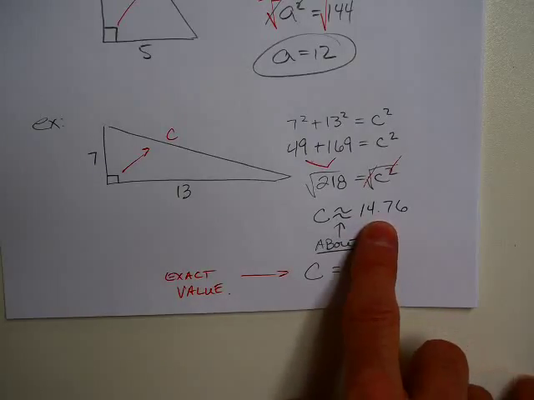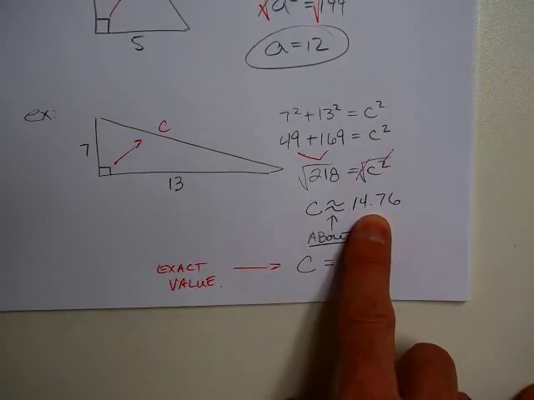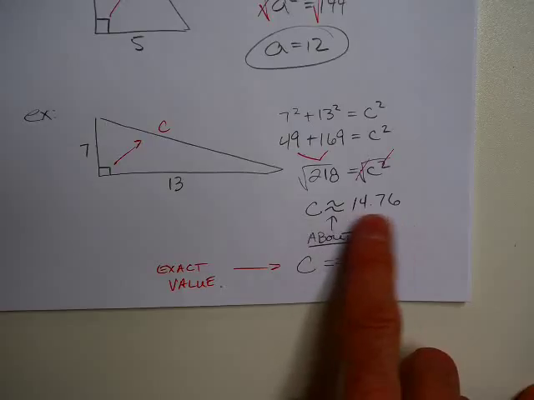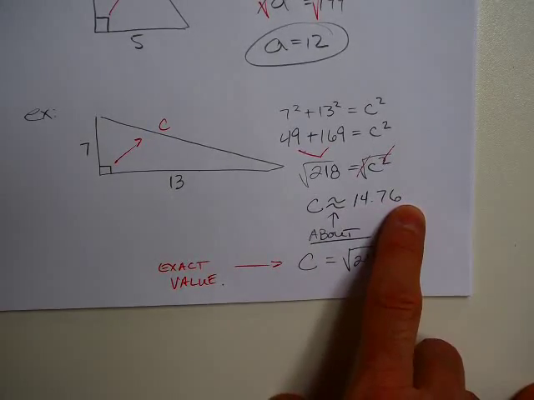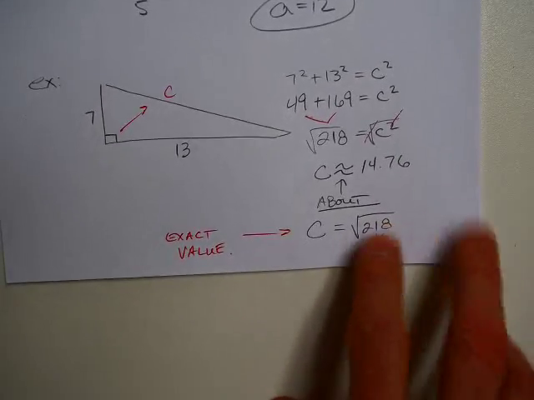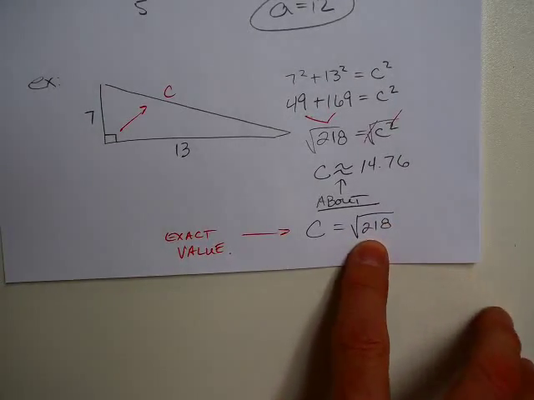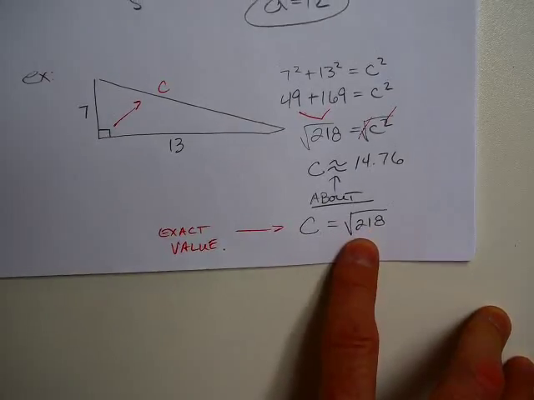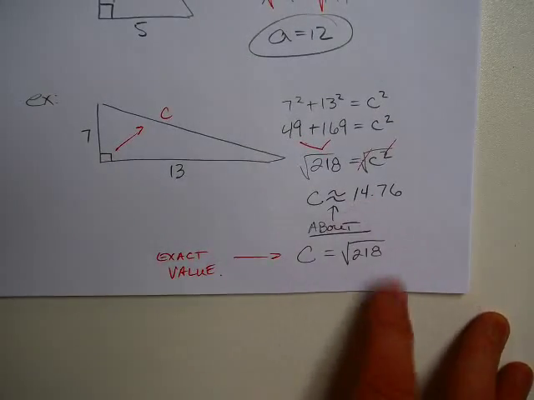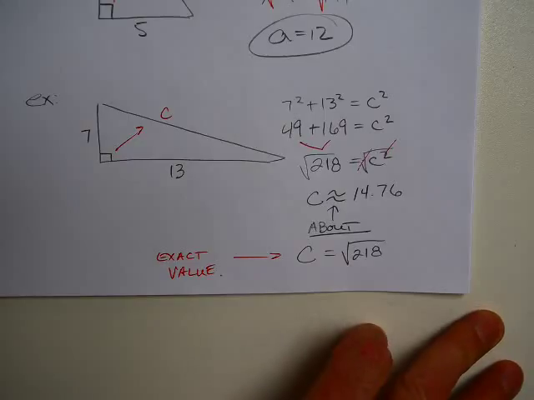So in the real world, this is a usable number. If I was talking inches, I'd change it to 14.75. It's about 14.75 inches. It's very close. But in the math world, this is the exact value. And sometimes we're asked for an exact value. Other times we're asked for a real world abbreviated value.